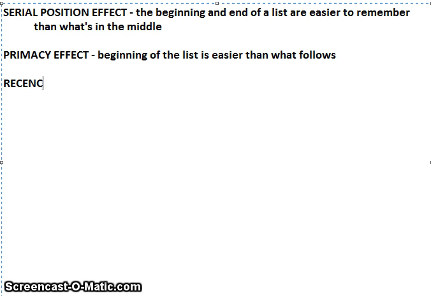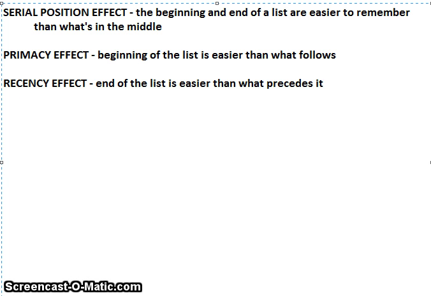If it's the end of the list, the most recent stuff, that's the recency effect. So the end of the list is easier than what precedes it. So serial position effect, beginning and end are the easiest. When it's specifically the beginning, primacy effect. When it's specifically the end, recency effect.